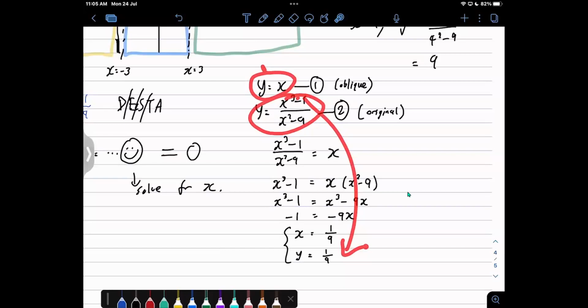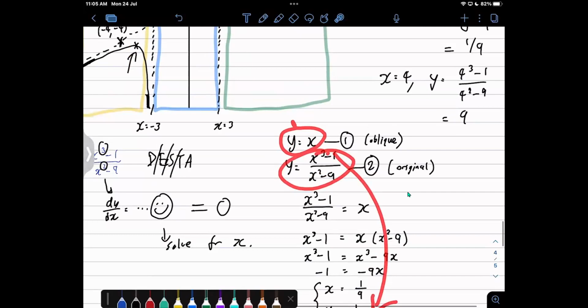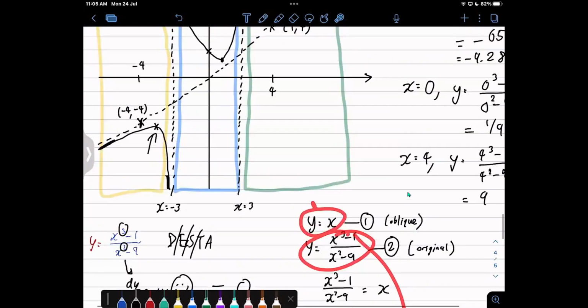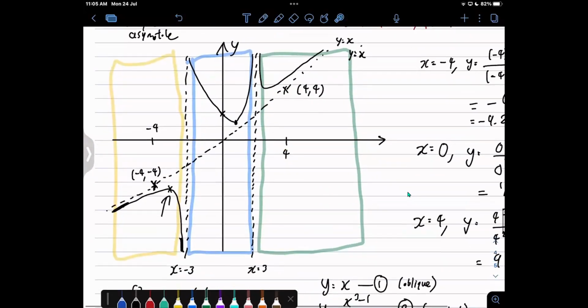Is that clear? Okay. So go back to the graph now. I need to plot a point. 1 over 9, comma 1 over 9. So it must be somewhere on the asymptote itself. Maybe I'll use red pen.